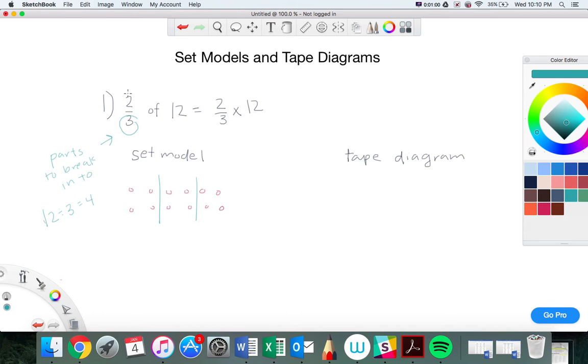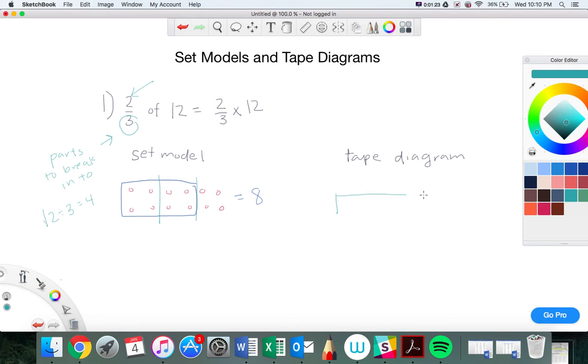Now I want to look back at this top to tell me how much of that fraction I need to represent. So I have 2, so I'm going to take 2 of these sections and box them in. So that's going to give me 1, 2, 3, 4, 5, 6, 7, 8 as my answer. Now I'm going to move on to this tape diagram.